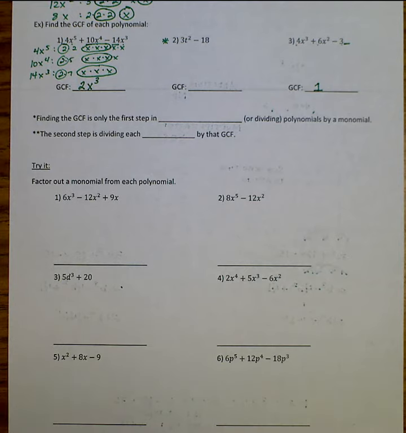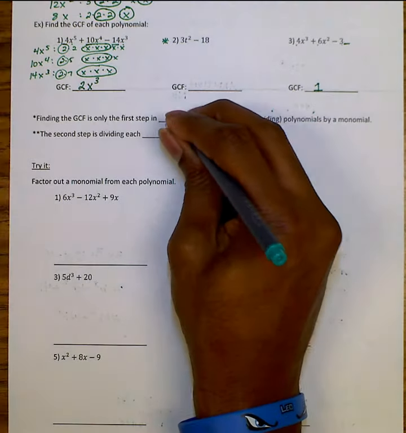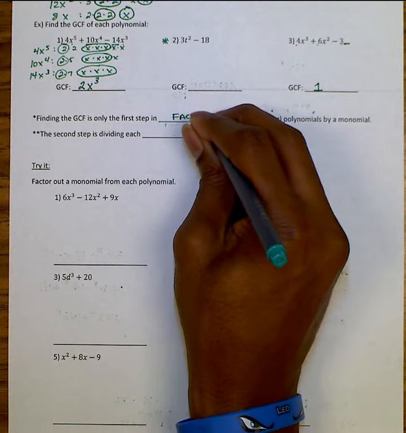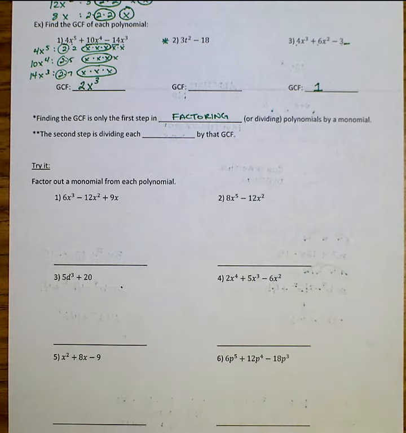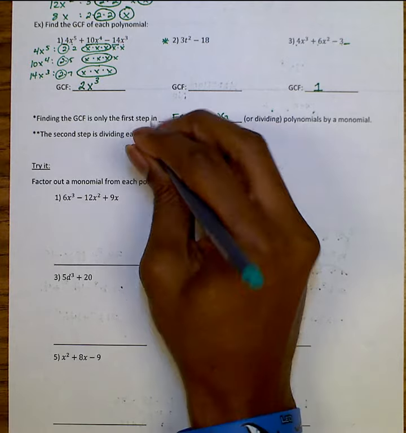Finding the GCF is only the first step in factoring or dividing a polynomial by a monomial. The second step is dividing each term by that GCF.